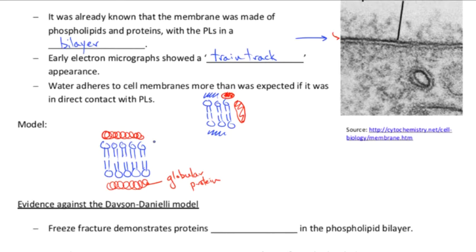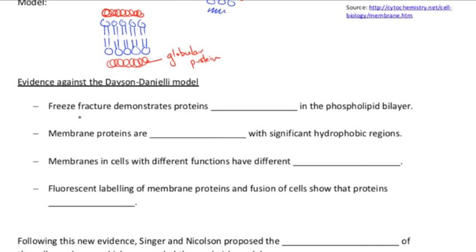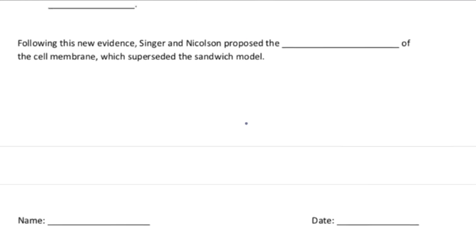However, evidence started to pile up against that model. For example, freeze fracture experiments demonstrated proteins embedded in the phospholipid bilayer. So what does that mean? Let's take a look at the diagram on the next page.